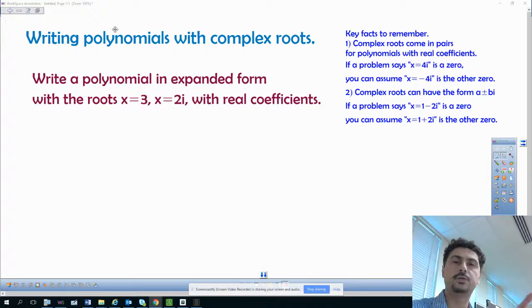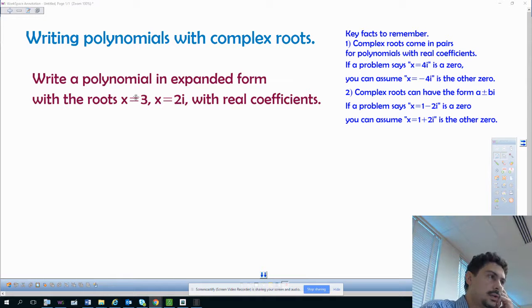What I want to do is review writing polynomials with complex roots, and it's part of the bonus problem I gave to today's assignment. There's a couple key things in this video you really want to study because I'm adding a little extra information. On the district exam, they're not going to give you all the zeros that they want, and you're going to have to find the extra zeros. So let's go to the screen here.